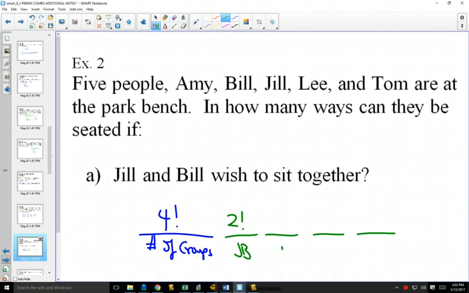Then each of the other ones, Tom, Lee, and Amy, you could write 1 factorial if you wanted, but you wouldn't have to write this whole section if you didn't want to. But sometimes in a grouping question, if you like to say how many groups I have and then draw a space for each of your groups, sometimes it's nice to write it down. So this just becomes 4 factorial, 24, times 2, 48 ways that they could come and sit on the bench, and Jill and Bill need to be together.